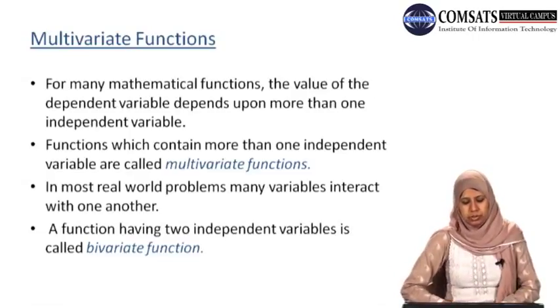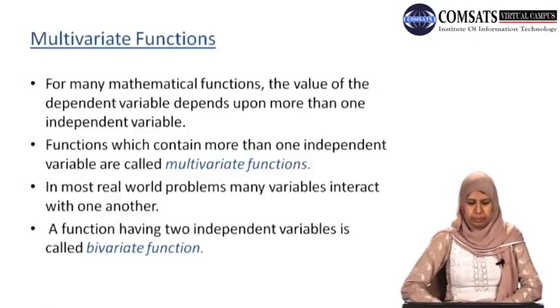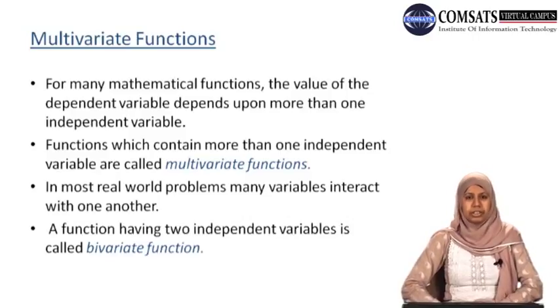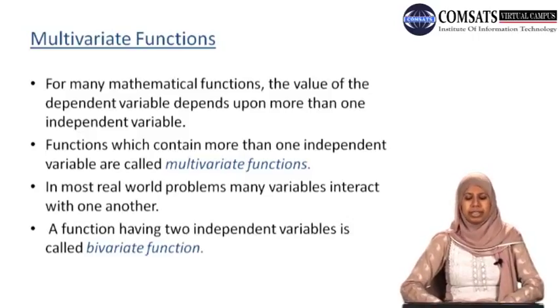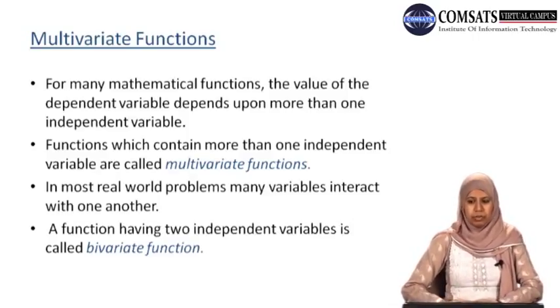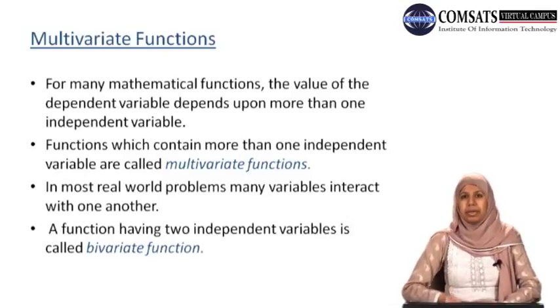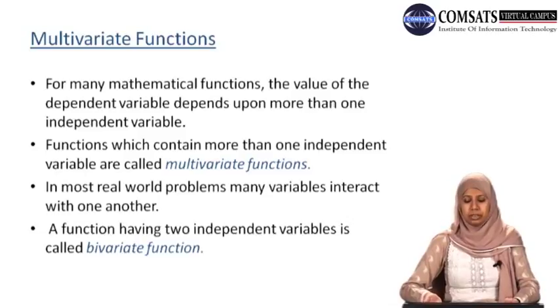Okay, so far we have discussed only functions in one independent variable. There are many mathematical functions in which the value of the dependent variable depends upon more than one independent variable. Functions which contain more than one independent variable are called multivariate functions. That is, they depend on more than one input at the same time. For example, the price of a taxi depends on the distance and on the day of the week. In most real-world problems, many variables interact with one another.